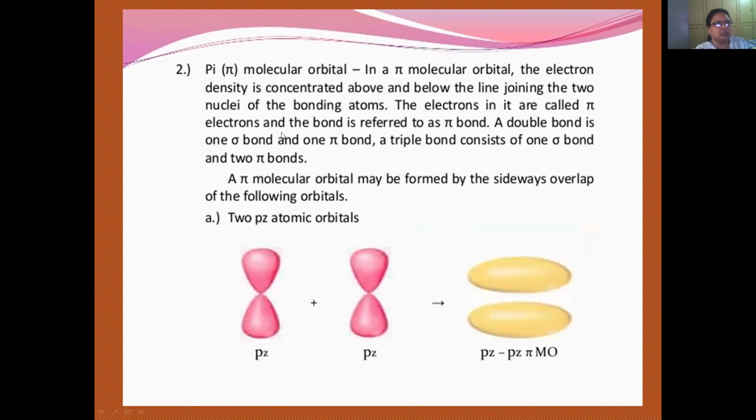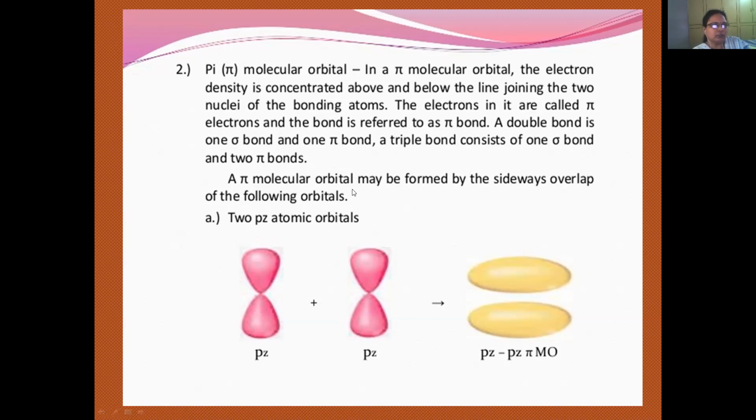Then the pi molecular orbital. In a pi molecular orbital, the electron density is concentrated above and below the line joining the two nuclei of the bonding atoms. The electrons in it are called pi electrons and the bond is referred to as a pi bond. A double bond is one sigma bond and one pi bond. A triple bond consists of one sigma bond and two pi bonds.